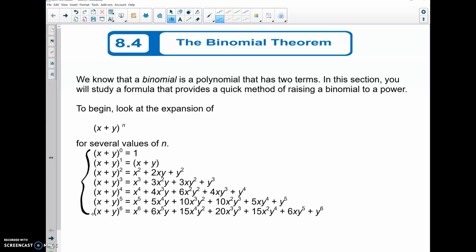Take a minute. If you did x plus y to the 0 power, that equals 1. Anything to the 0 power equals 1. x plus y to the first is just itself. And then we keep going: squared, cubed, fourth, fifth, and sixth, and so on. Take a minute and look at what x plus y and all their powers equal here, and list anything that you notice about the number of terms, the coefficients, and the exponents on your variables.